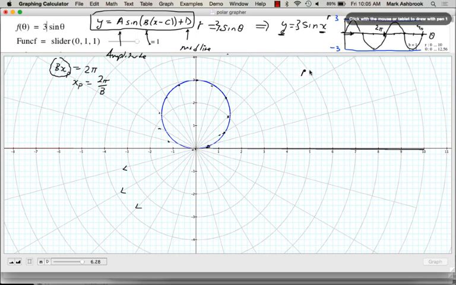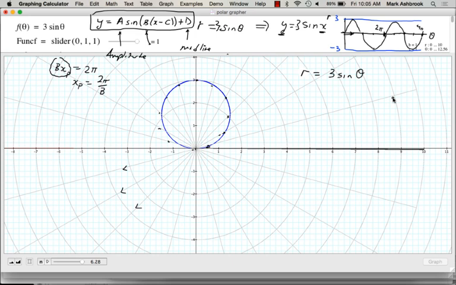So let's do that. We know that r is 3 sine theta. We know what circles are like in Cartesian, rectangular coordinates. So can we change this equation into the corresponding equation of x and y? If we can do that, and it turns out to be a circle, then we've shown that it's a circle.